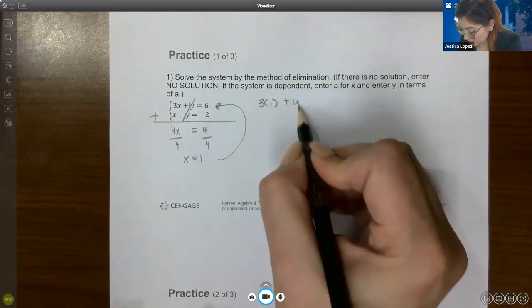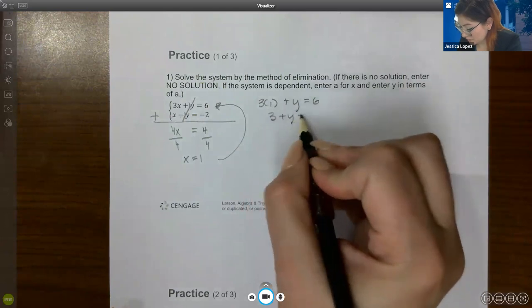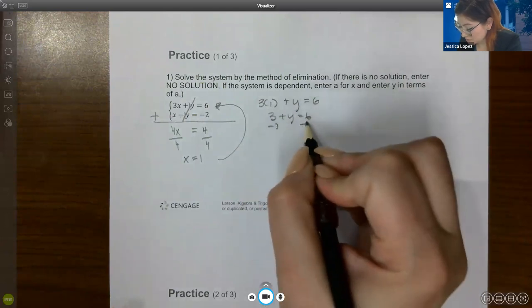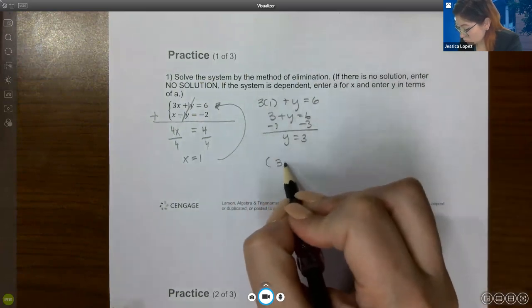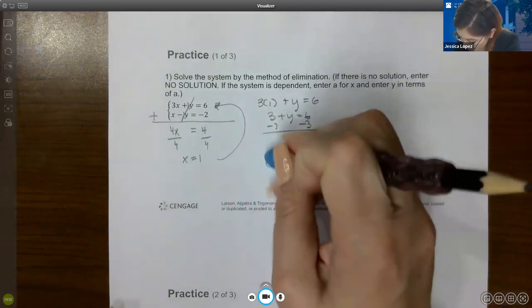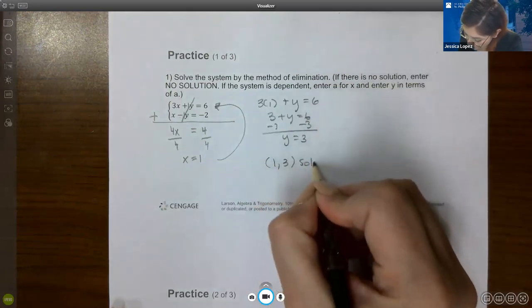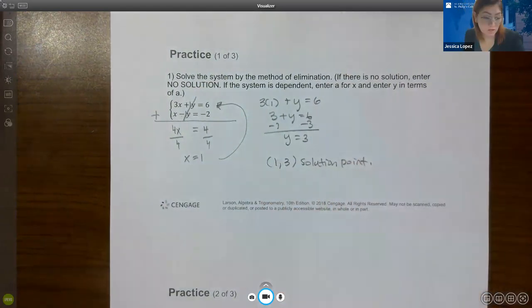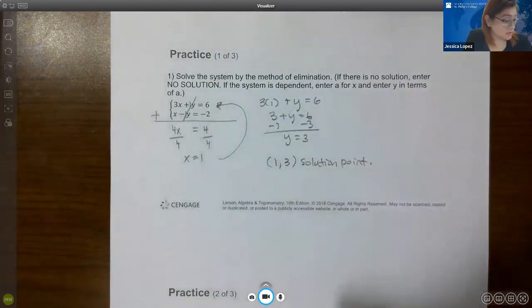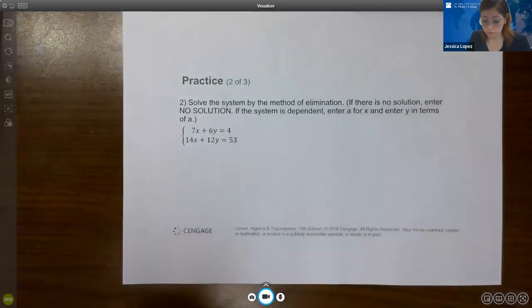You would get the same answer even if you plugged it in the bottom. So I get 3 plus y equal to 6, or y equals 3. And so my solution is just one answer, 1 for x and 3 for y. Okay, so that's one kind of answer we could possibly get. Now let's look at number 2.